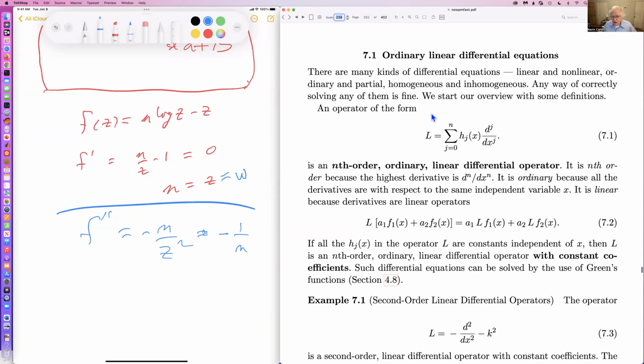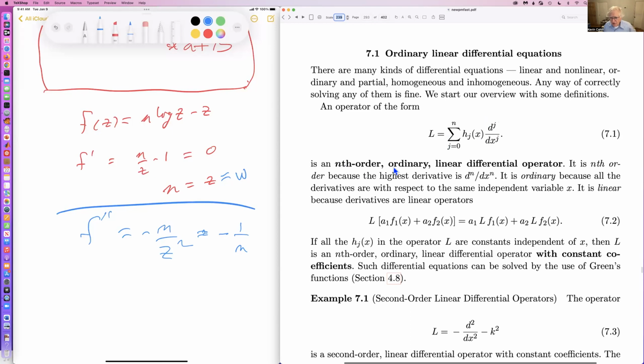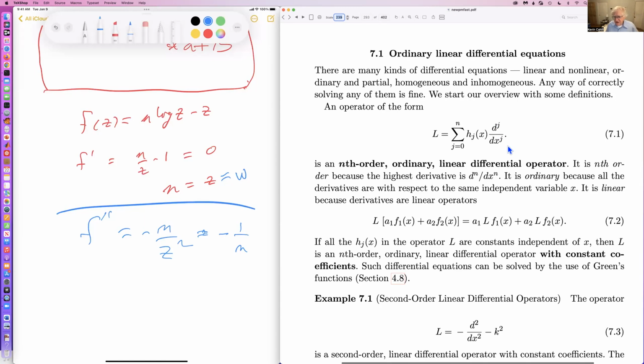I was starting with a differential operator. This thing is an nth order ordinary linear differential operator. It's nth order because the highest derivative is d by dx to the n. It's ordinary because there's only one independent variable, x. And it's linear because derivatives are linear. Okay.